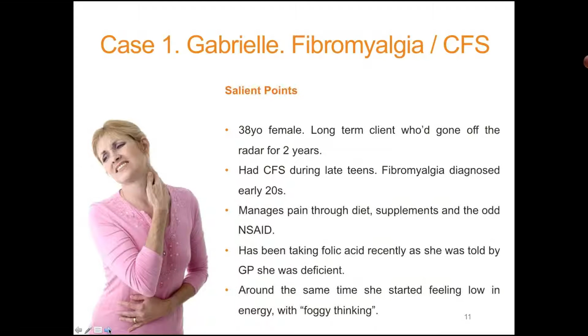So the salient points of her case are that she's in her late 30s. She was diagnosed with chronic fatigue when she was in her late teens. She recovered from chronic fatigue, but was diagnosed with fibromyalgia in her early 20s. She manages pain mainly through diet, so she needed to lose weight, and she did that with me, and she's been maintaining. She puts on a little bit every now and then. She goes back on a low carbohydrate, higher protein diet, which was quite novel for her.